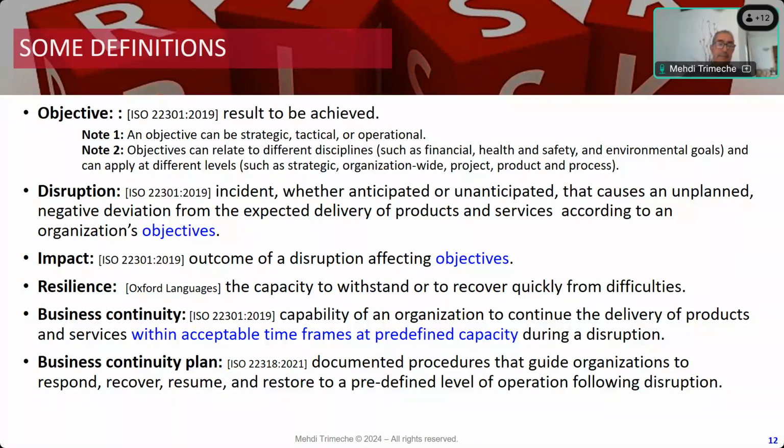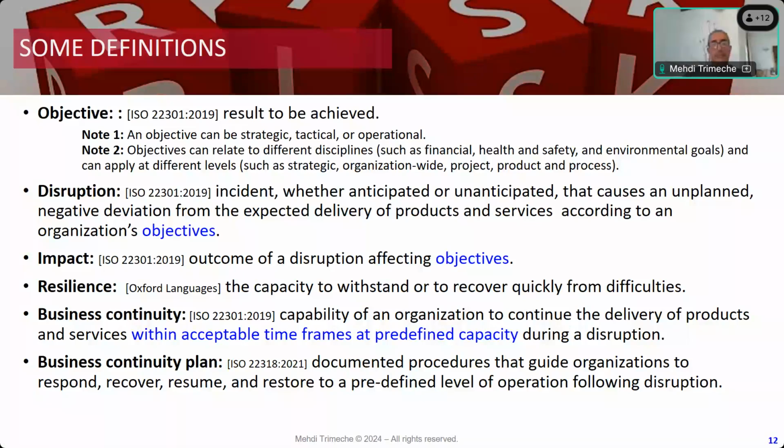Resilience, as per the Oxford Dictionary, is the capacity to withstand or to recover quickly from difficulties. So here, maybe you can ask what's the relationship between business continuity and resilience. The business continuity process is proactive and resilience is corrective. This is the difference. So we manage the risks, we manage the business continuity process to avoid any kind of problem. And if it happens, we have the resilience process to recover.